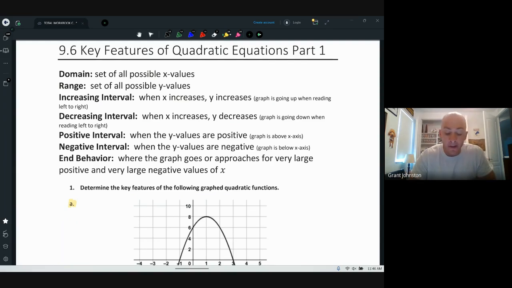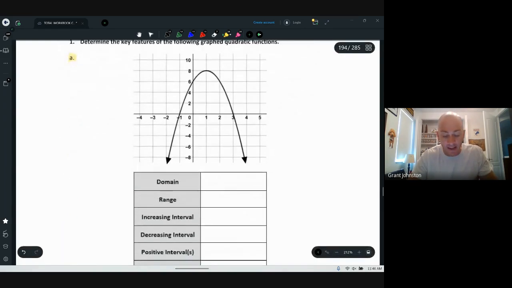Positive interval just means when the y values are positive, which means when the graph is above the x-axis. Negative interval is when the y values are negative, or in other words, the graph is below the x-axis. And the end behavior is where the graph goes or approaches for very large positive and very large negative values of x. Okay, so a lot of key features going on here.